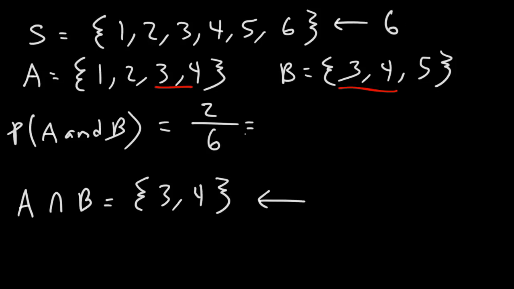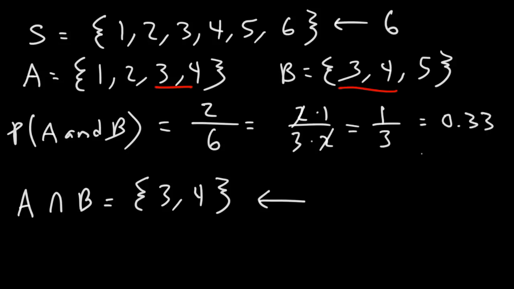So the probability is going to be 2 over 6, which we can reduce. 2 is 2 times 1, 6 is 3 times 2, and so this becomes a probability of 1 over 3, which has a decimal that's 0.33, or 33%. That's the rounded answer.